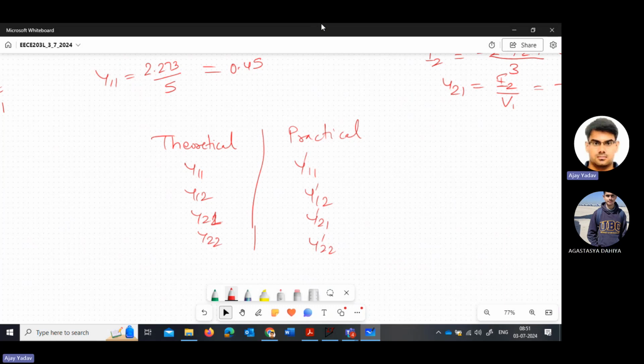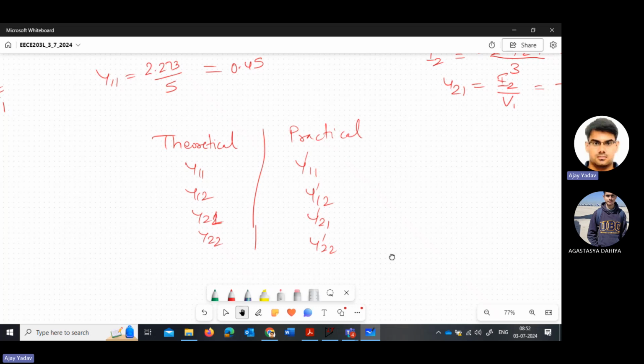I think you can do the same thing for the output port also, where you will short circuit the input port and calculate the parameters y12 and y22. Okay? Can we move to the next experiment now?